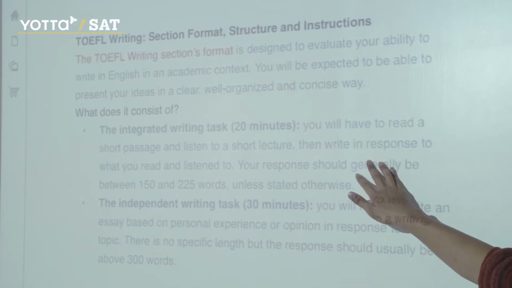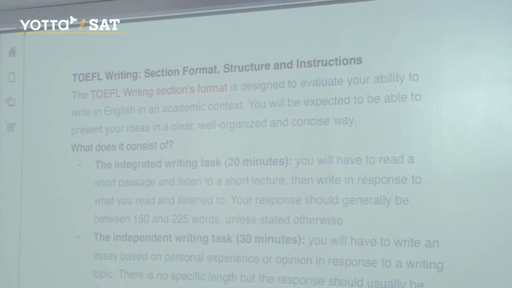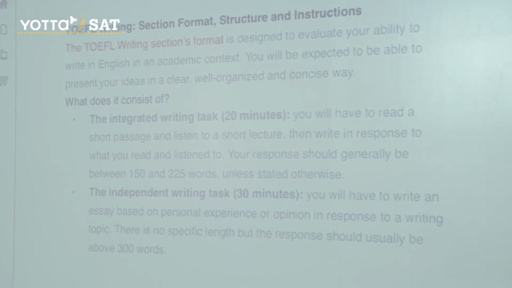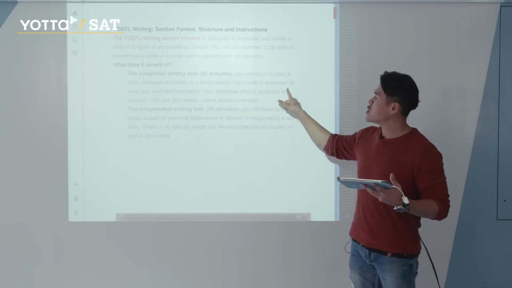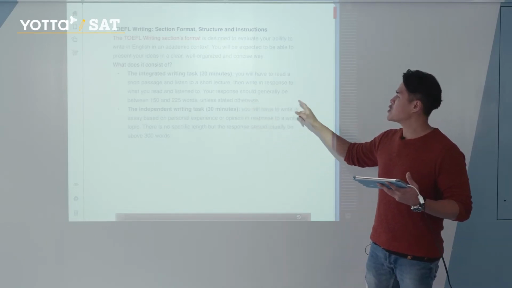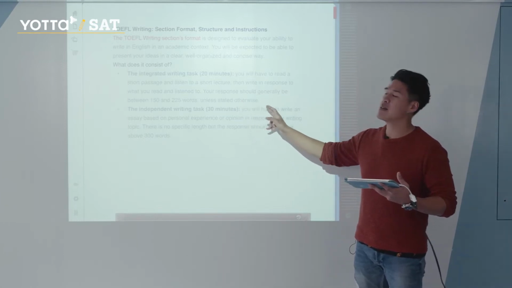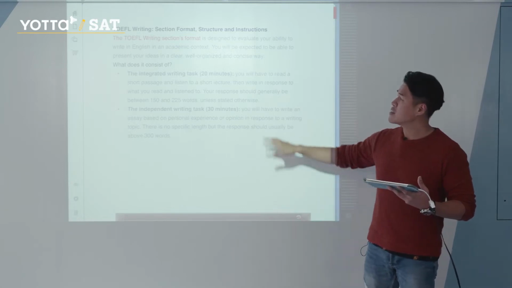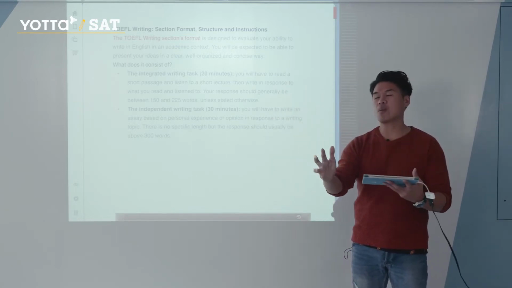For the integrated writing task, you will have to read a short passage and listen to a short lecture. The passage is about 400 to 450 words, and the lecture is about 2 minutes. Then write a response to what you read and listened to. Your response should be generally between 150 to 250 words, unless stated otherwise. It's better to go over than to go under. So the integrated task is reading, listening, and then you summarize.